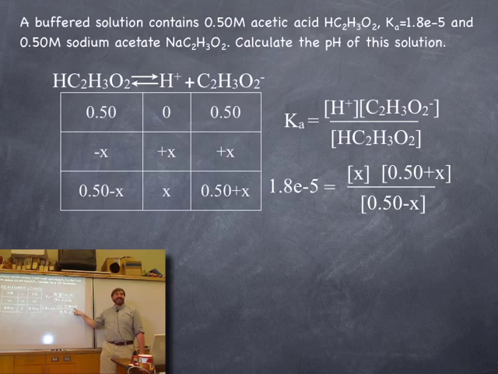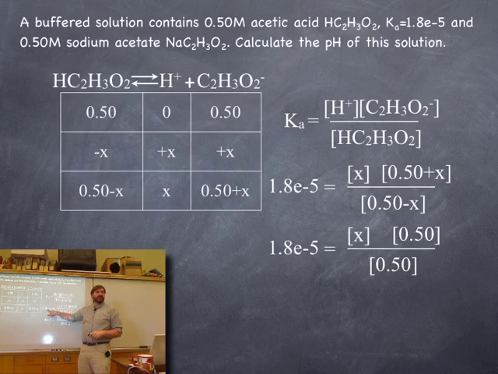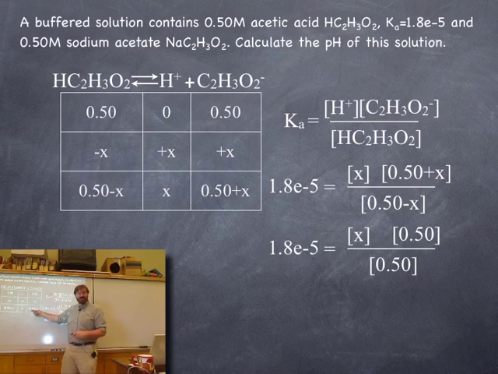0.5 plus x is about 0.5, 0.5 minus x is about 0.5. So let's make that simplification. So, important question. How did I know that? How did I think I could do that? This Ka value is really small. And look, I already have a bunch of this stuff. This x value is going to be tiny. It's actually going to be a really small number.